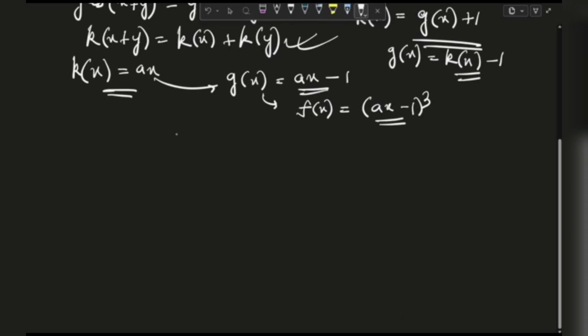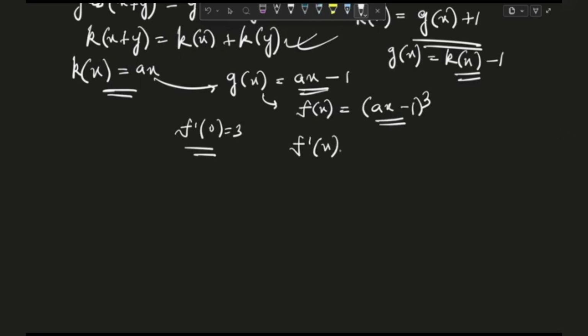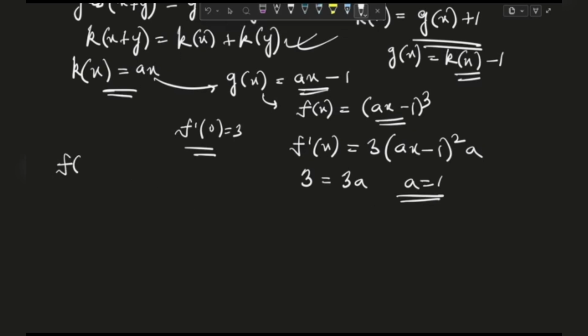So our condition given was f dash 0 equal to 3. So let's find out f dash x. Your f dash x will become 3 times (ax minus 1) whole squared, and differentiating this we will get a. So if we put f dash 0 as 3 and put x equal to 0, we will get 3a. So basically your a becomes 1. So we have our final f of x ready with us. F of x is nothing but (x minus 1) whole cube.